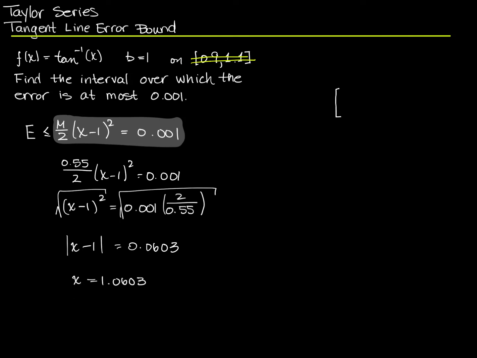What I want is the interval 1 minus 0.0603 to 1 plus 0.0603. And if I do the arithmetic here, I get 0.9397 to 1.0603. So that's the interval that I need if I want to guarantee that my error is inside 0.001, smaller than 0.001, or at least no bigger than that value.